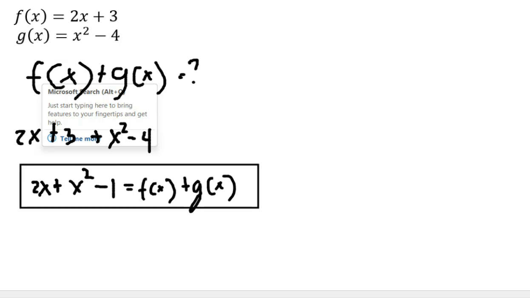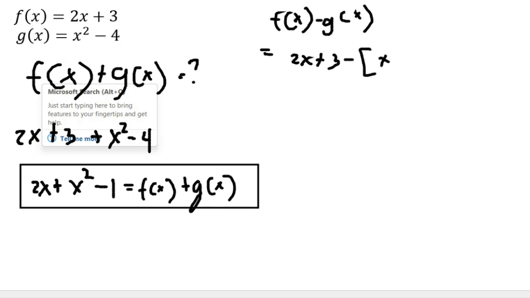So in operation of functions, you can just say all of them: the addition, subtraction, division, and multiplication. They can be used in functions. So we can also do the subtraction. That's going to be 2x plus 3 minus x squared minus 4. Then what we can do here is distribute the negative sign. That's going to be negative x squared, and we have positive 4.